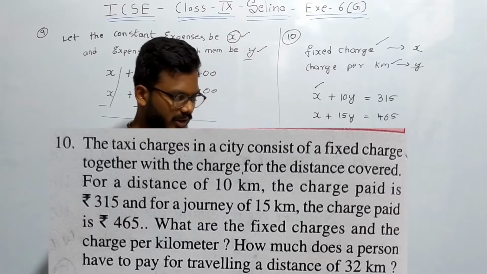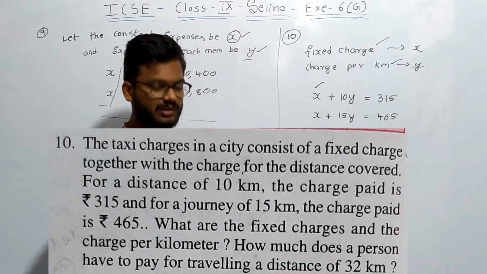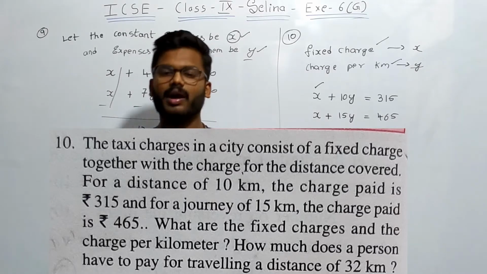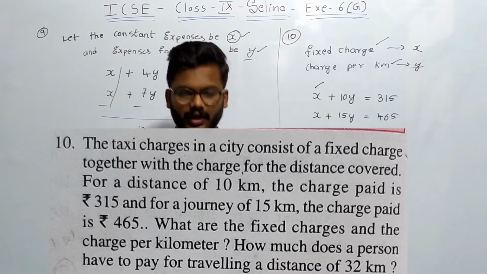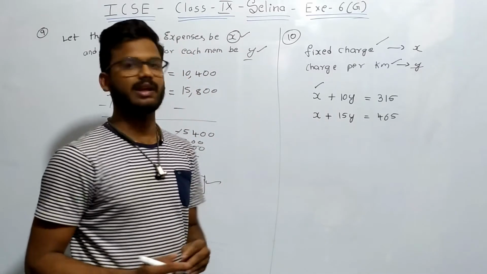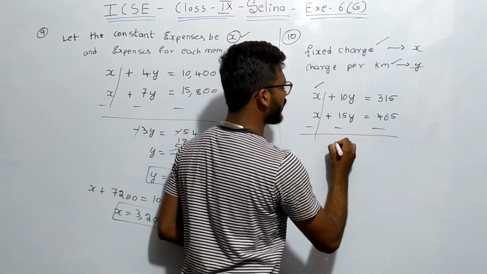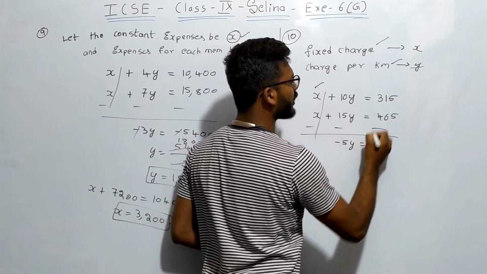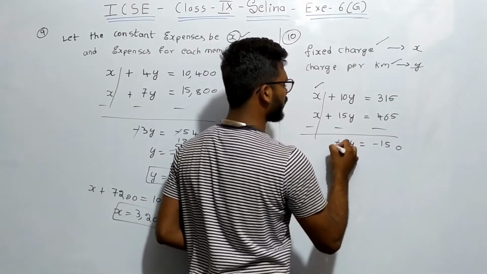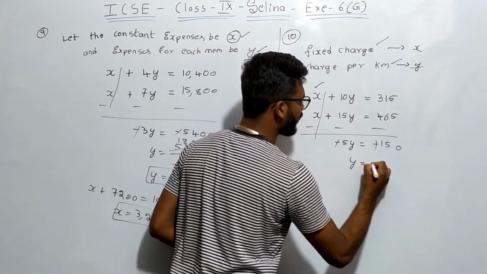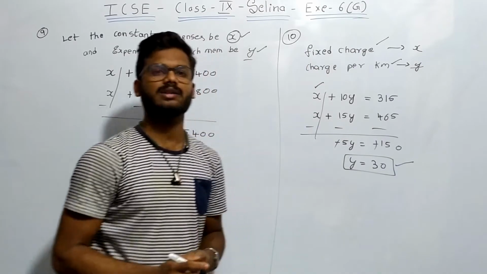Again, they are asking something else. How much does a person have to pay for traveling a distance of 32 kilometers? We have to find how much he has to pay if we travel 32 kilometers. First, based on this, subtracting the equations, we get minus 5y is equal to minus 150. So minus minus will get cancelled, y is equal to 30. So for each kilometer the cost is 30 rupees.